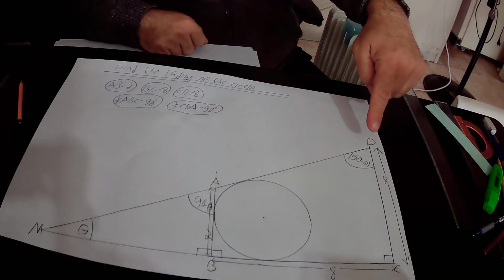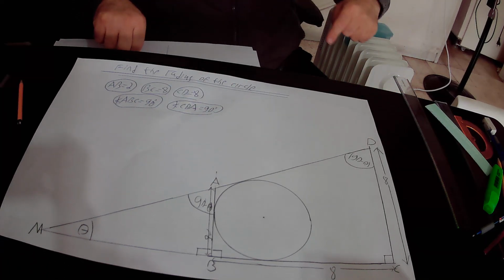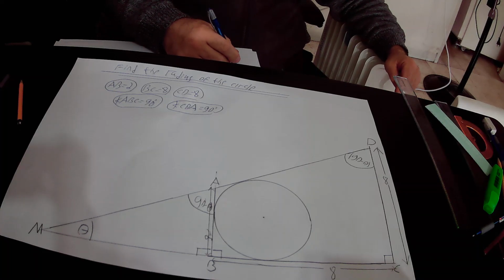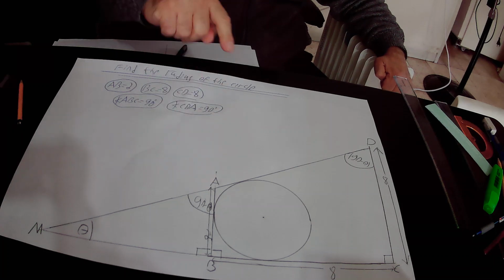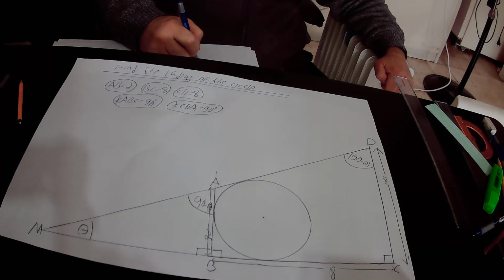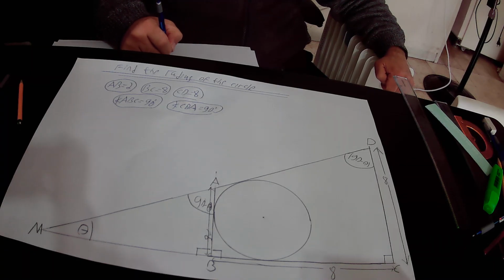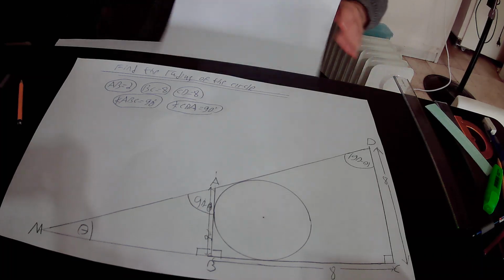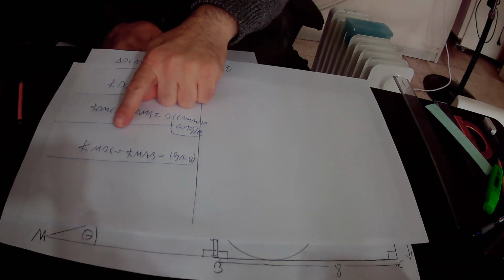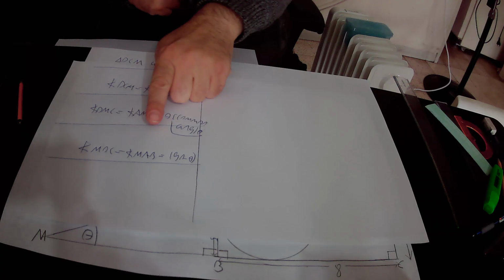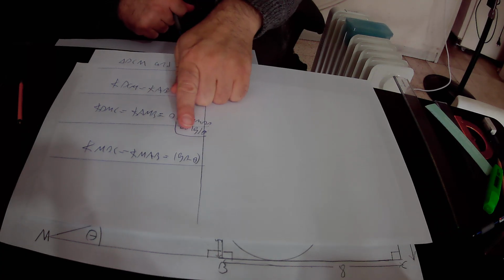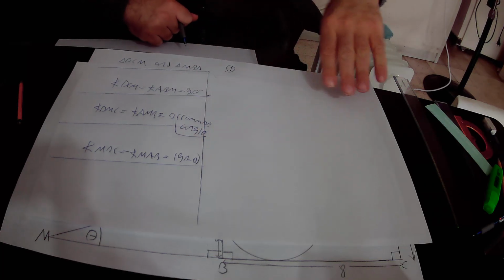So this is angle MDC in triangle DCM, and it is equal to this angle, that is actually angle MAB in triangle MBA. Angle MDC in triangle DCM equals angle MAB in triangle MBA. They are both equal to 90 degrees minus theta, therefore they are equal to each other.